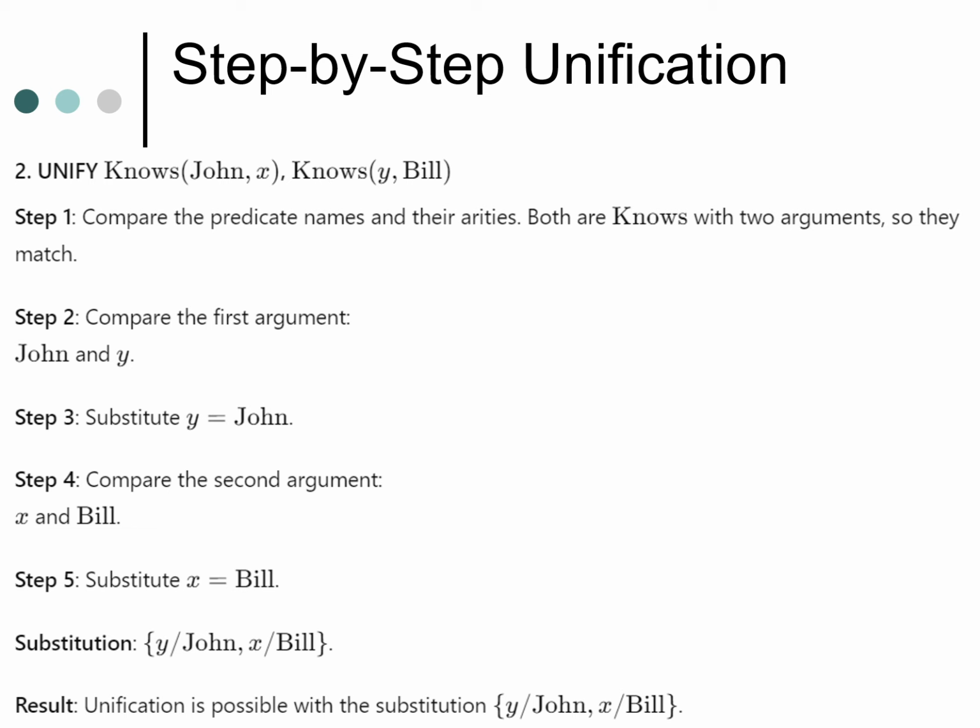The second sentence shows unify knows(John, X) and knows(Y, Bill). We are comparing the predicate names, and knows has two arguments, so they can match. We can move further to the second step. We are comparing the first argument, John to Y. Both are different arguments, so we can apply the substitution. So Y is equal to John. Then in the second argument, we are comparing X and Bill. We can substitute X is equal to Bill.